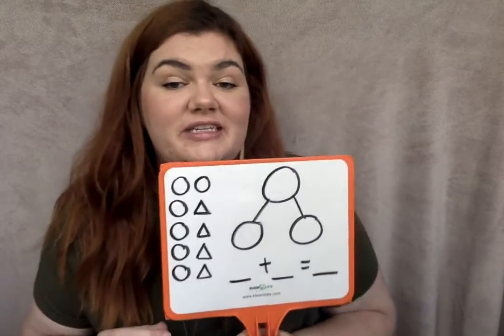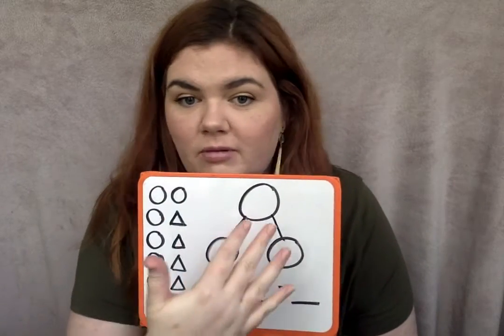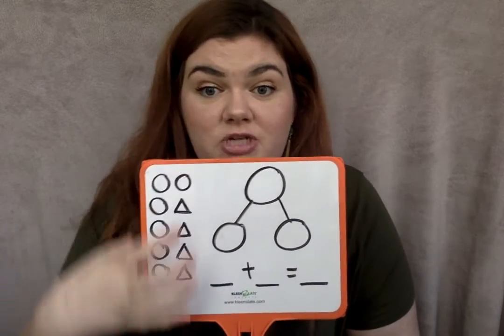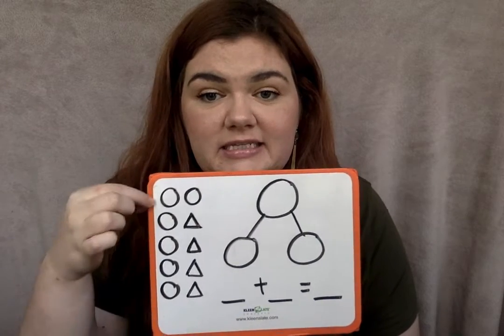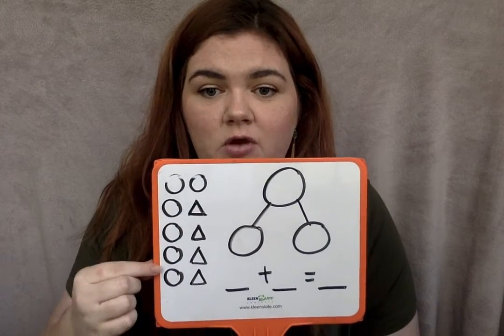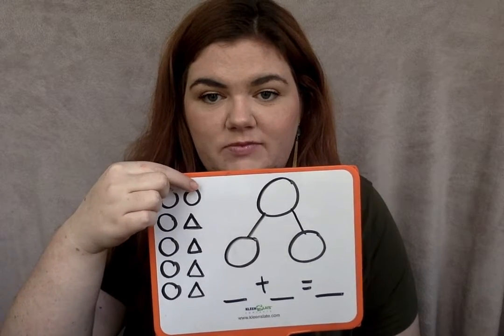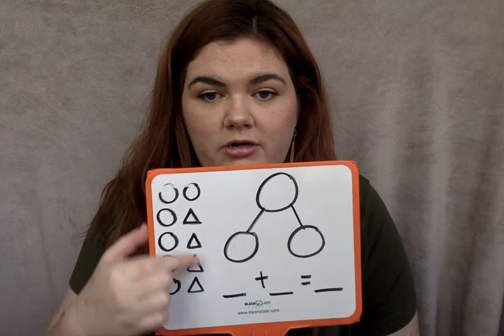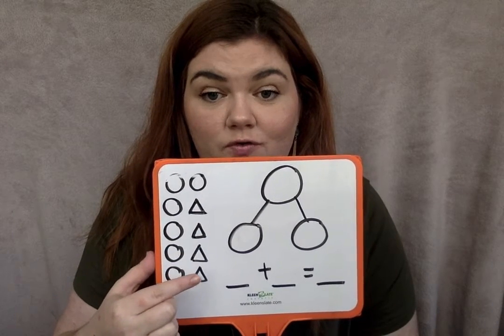So as you can see, we have some circles, we have some triangles, we have our number bond, and we have our number sentence. First we'll start with our shapes, okay? We have 6 circles. Let's count together. We have 1, 2, 3, 4, 5, 6. We have 6 circles. Now we have 4 triangles. We have 1, 2, 3, 4.